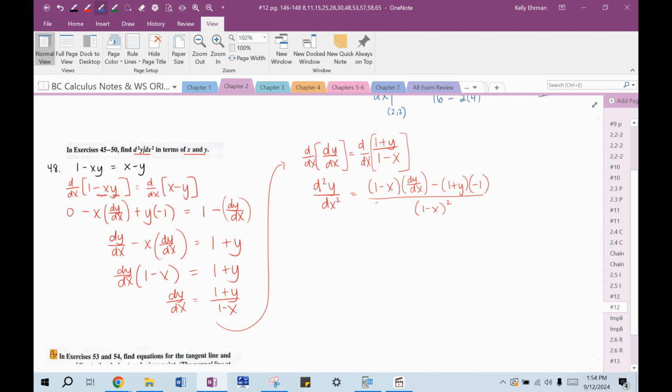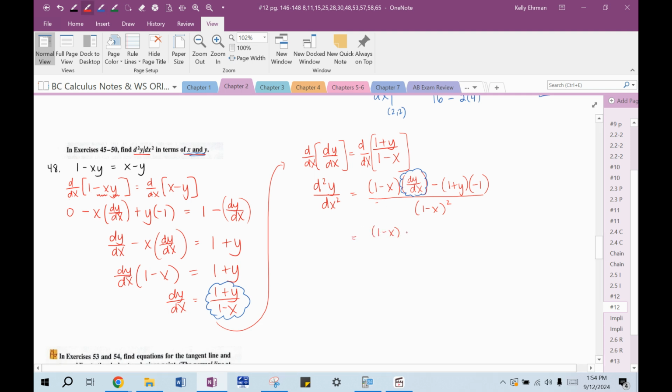So here's the key to this. This is where people tend to kind of get lost or forget what to do. We're not finished because we need to get rid of dy/dx. And remember, we have an equation for that, dy/dx. We have an equation in terms of x and y, which is what we're trying to get to. So we can sub that in, and some nice cancellation will happen when we do that.